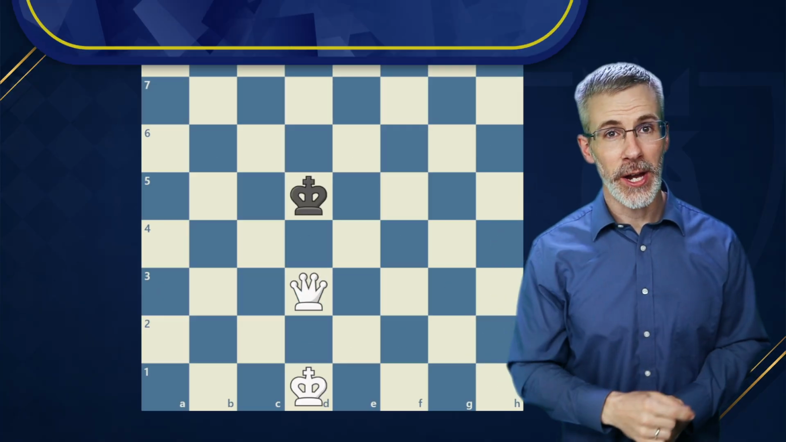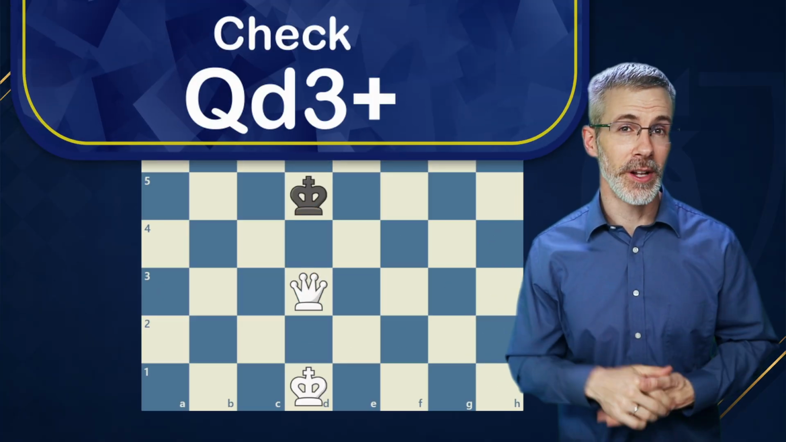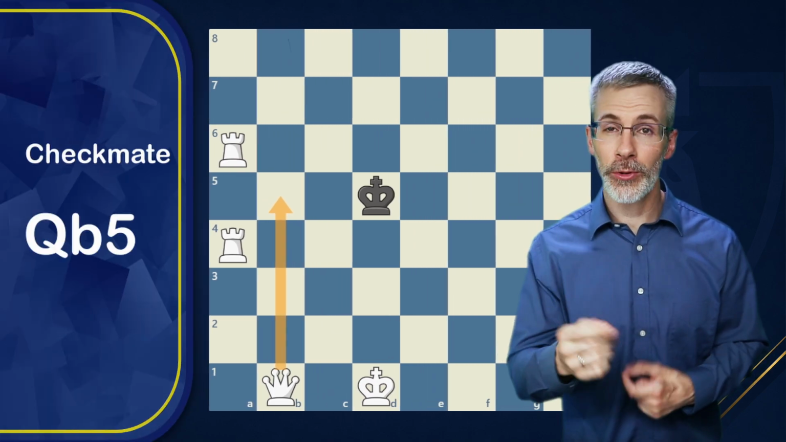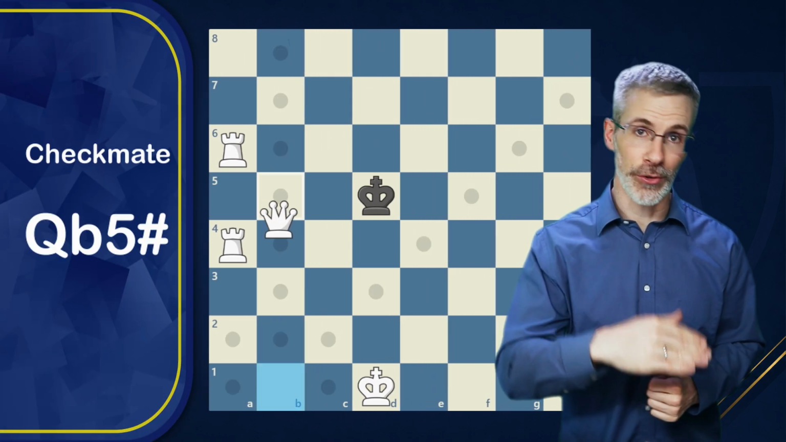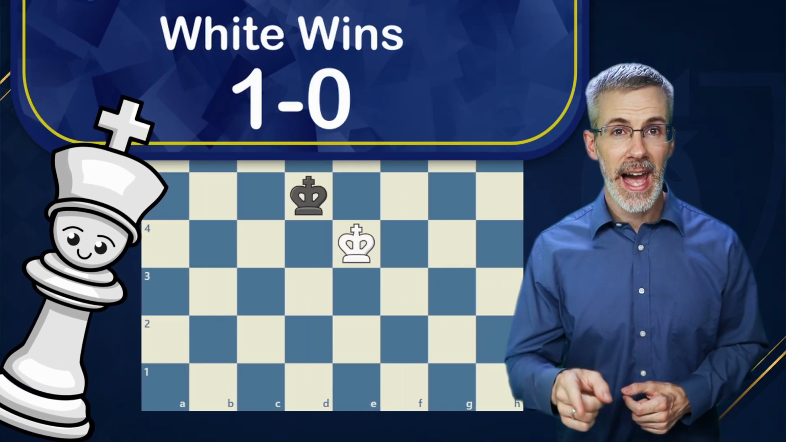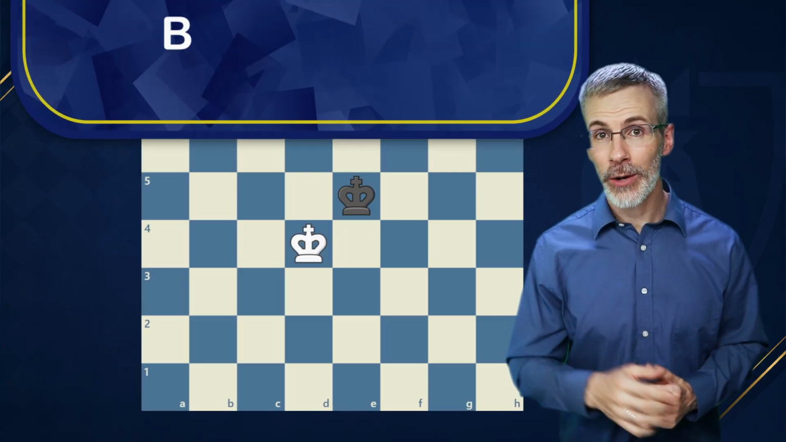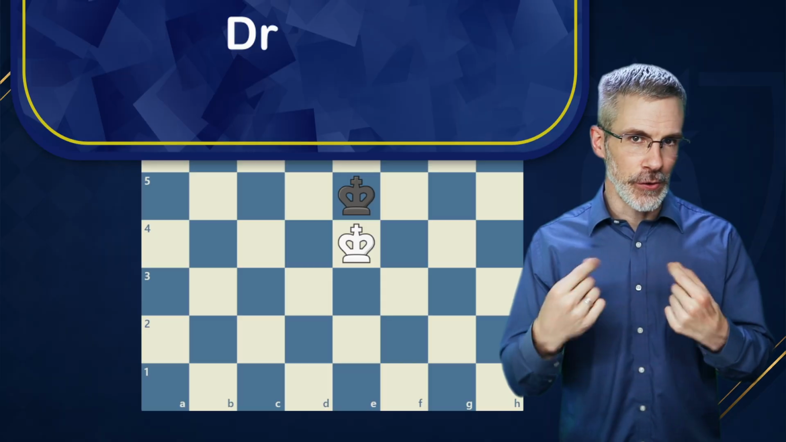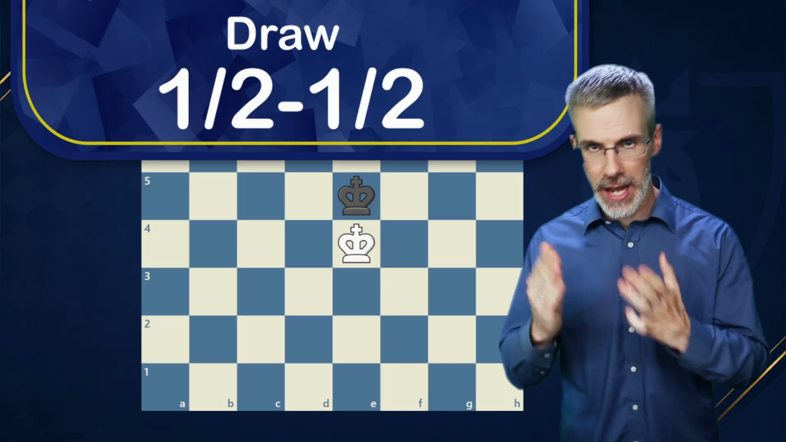Check is shown by writing a plus symbol after the move. Checkmate is shown by writing the pound or hashtag sign after the move. If white wins, note 1-0. If black wins, note 0-1. In the case of a draw, write half-half.